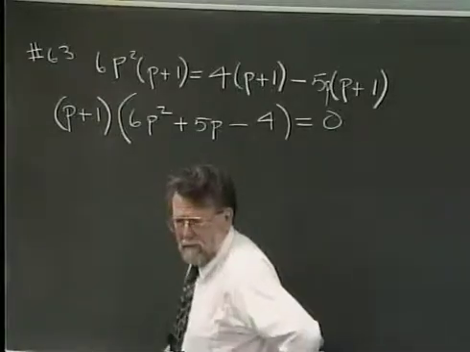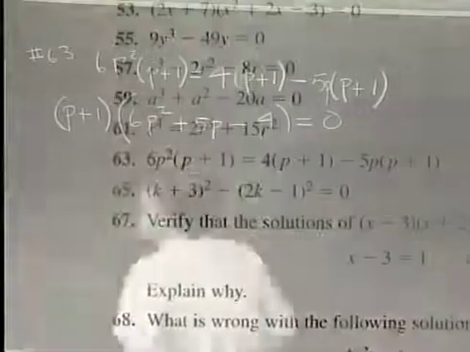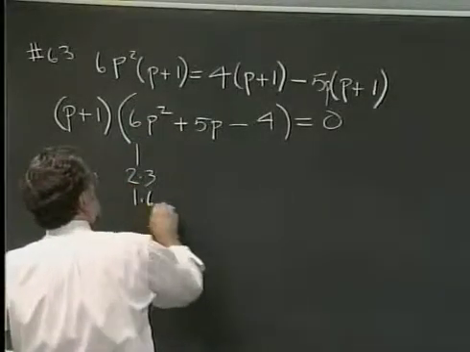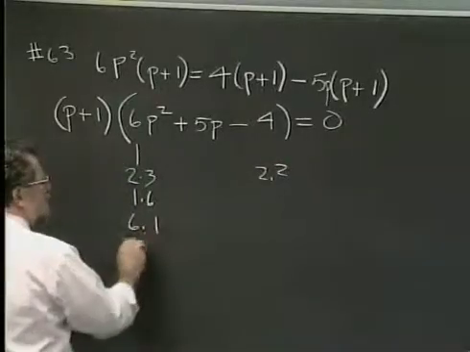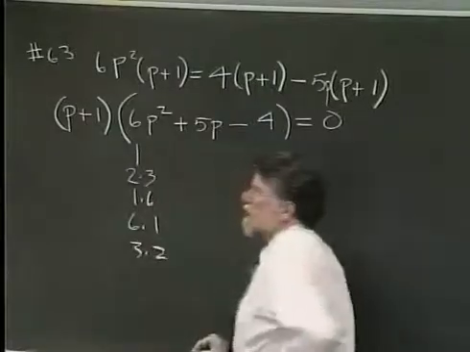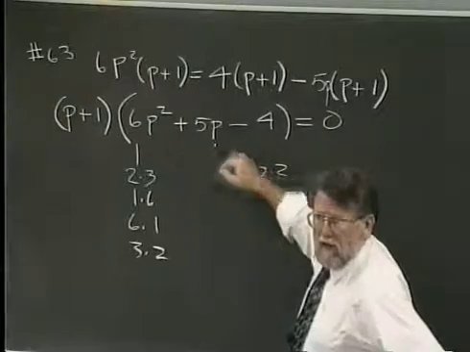Let's look at the problem again. I have a plus 5p and a negative 4. Let's see what we get here. This is going to be a 2, 3 and a 1, 6. This is a 2, 2. So I better write that as 6, 1 and 3, 2. Those are the pairs I'm looking at. And the key again is what? The negative here, a difference.